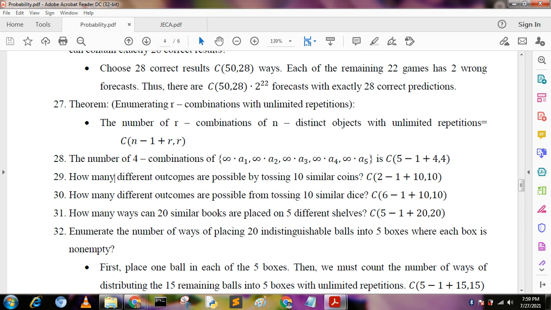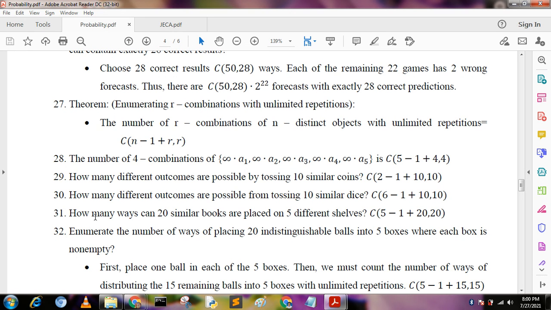Next question, how many different outcomes are possible by tossing 10 similar coins? There are 10 similar coins, but 2 possible outcomes. So C(2-1+10, 10). Using this formula, we can solve multiple questions. How many different outcomes are possible from tossing 10 similar dice? That is C(6-1+10, 10). There are 10 similar dice, and from a die we get 6 possible outcomes. So we write C(6-1+10, 10).